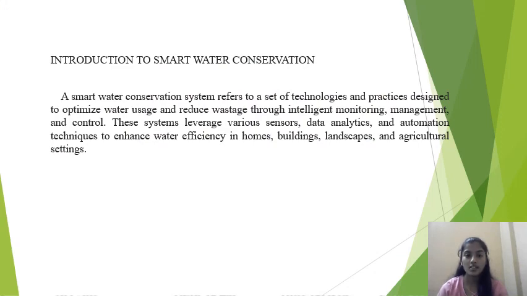A smart water conservation system refers to a set of technologies and practices designed to optimize water usage and reduce wastage through intelligent monitoring, management, and control. This system leverages various sensors, data analysis, and automation technologies to enhance water efficiency in homes, buildings, landscapes, and agriculture settings.